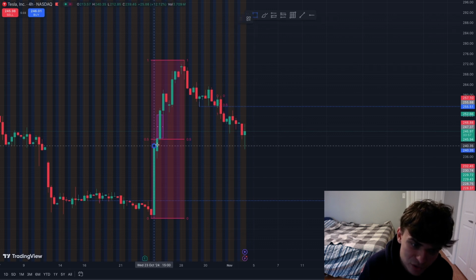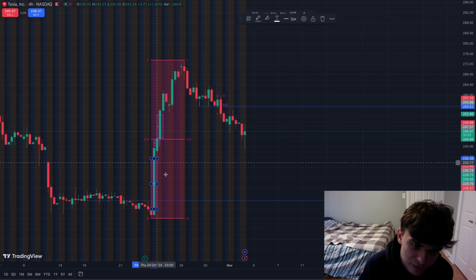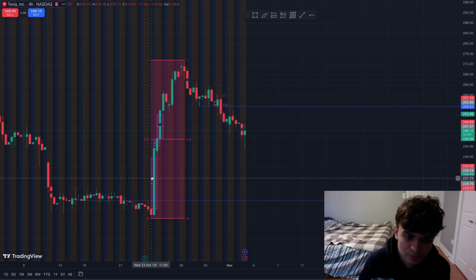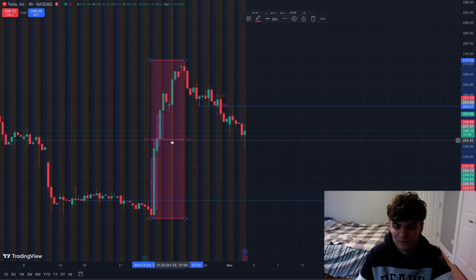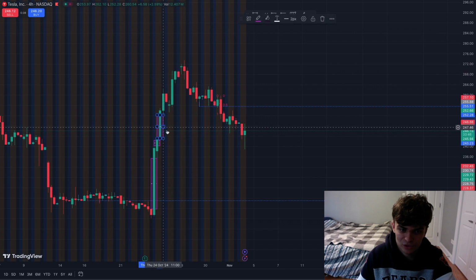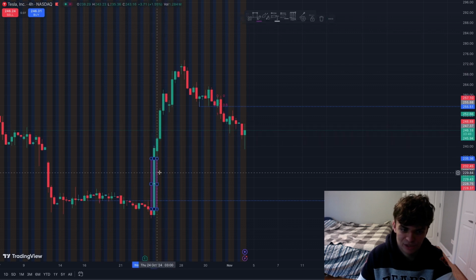This is probably a giant daily imbalance at this point. Literally, check this out, boys. So, I'm going to remove all that, but that's another trade. Like, Tesla right now is literally sitting in equilibrium.